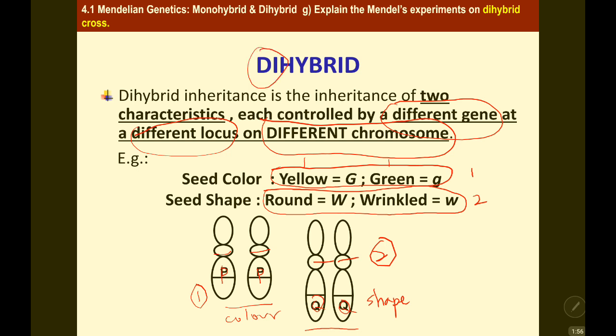If we compare with the monohybrid cross, it just involves one pair of homologous chromosomes with only one characteristic. That is only A, one characteristic. For this one, we have two characteristics. That's why we use two different letters, P and also Q.